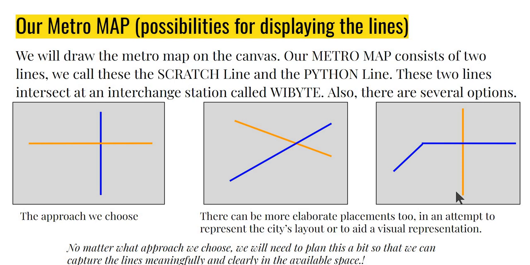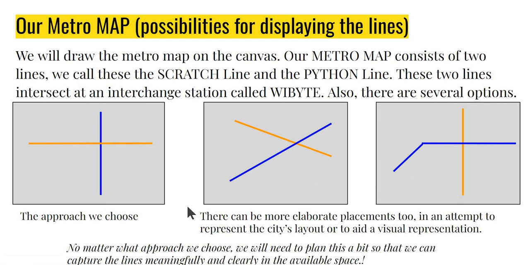As we saw previously, in the real world many times the lines are displayed so that they align with how the city looks. But we are going to just choose a simple approach where we'll have one line horizontal and one line vertical. The code we will write, of course, will be flexible enough to create any of these.